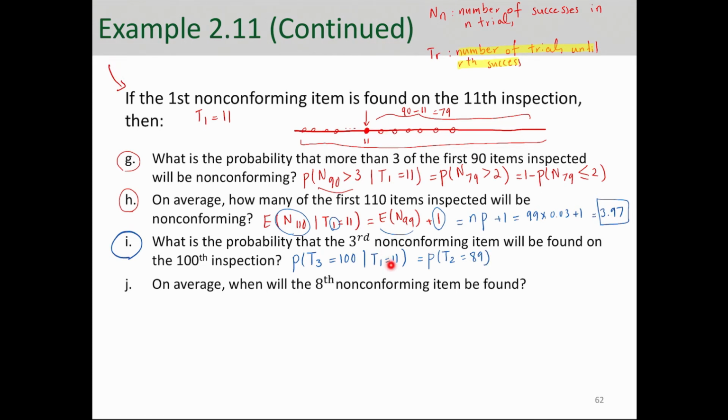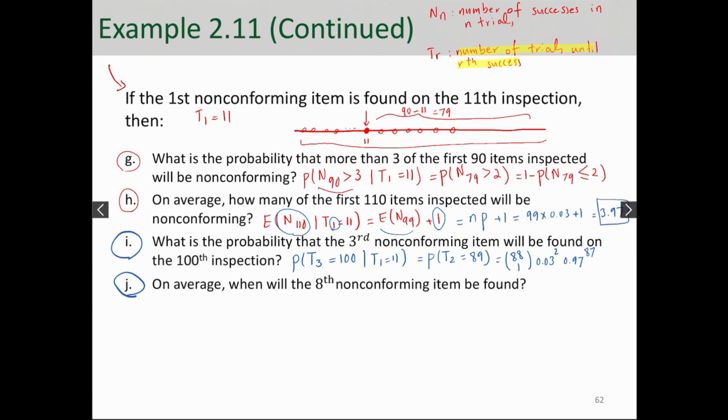If you've already passed through the 11th inspection and you found the first one on the 11th, the probability of seeing the third one on the 100th is basically seeing the second one, since the first one, on the 89th. And that is 88 choose 1, times 0.03 squared times 0.97 to the 87. Part J, on average, when will the 8th non-conforming item be found?